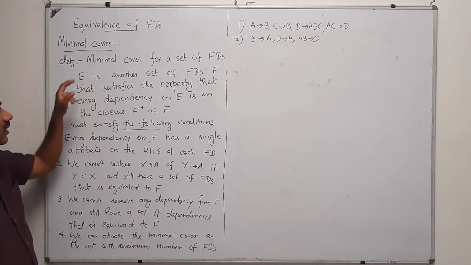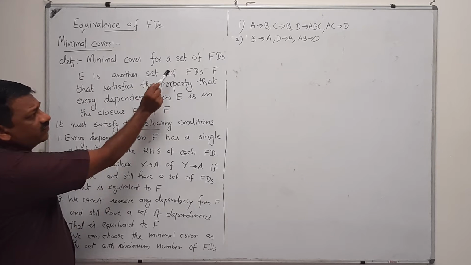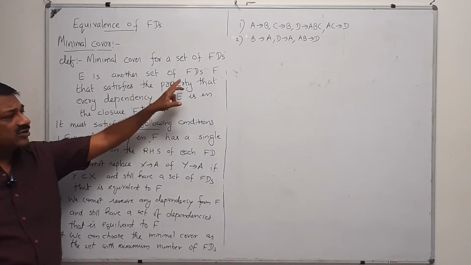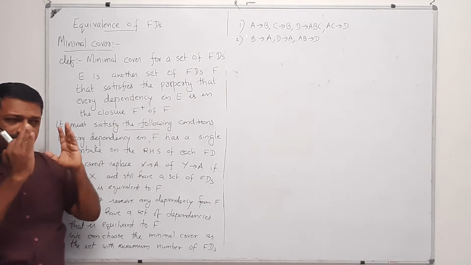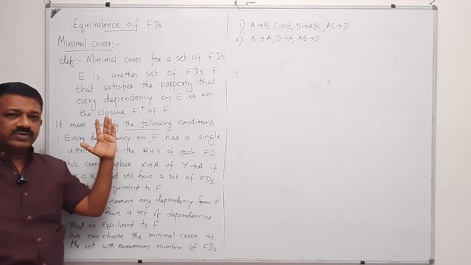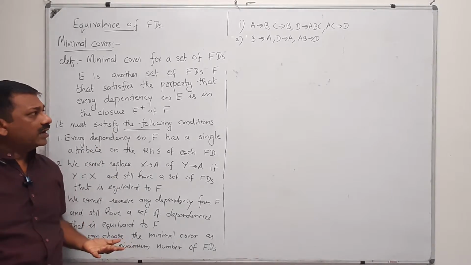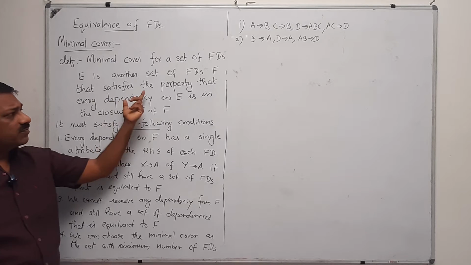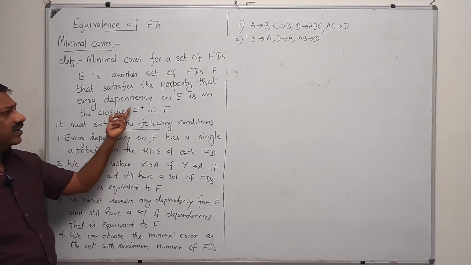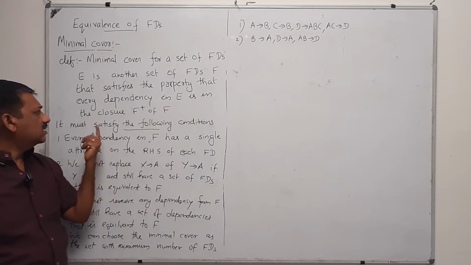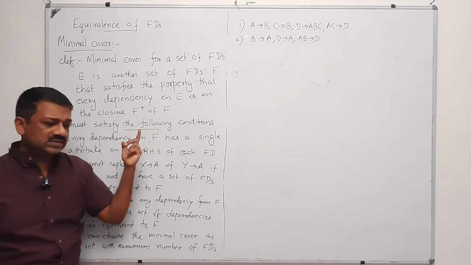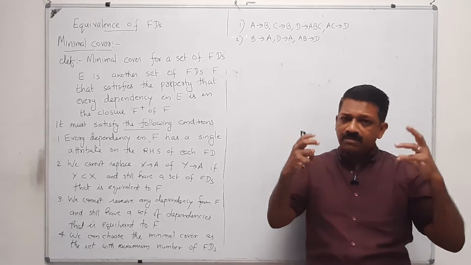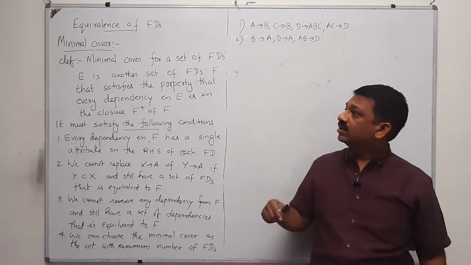The definition of minimal cover is: a minimal cover for a set of functional dependencies E is another set of functional dependencies F. That means from the given set of functional dependencies, you are going to find out another set F that satisfies the property that every dependency in E is in the closure of F plus. That means all the dependencies are preserved and it is a minimal set compared to the original one.